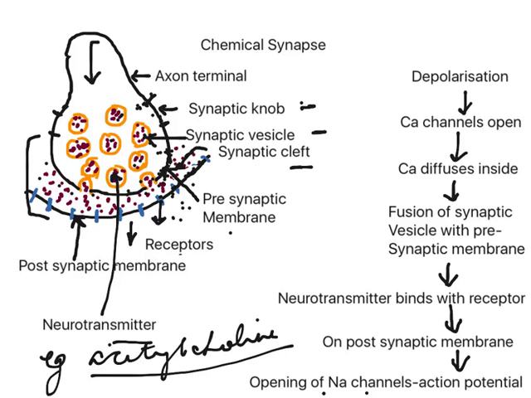Whatever I have talked to you about, friends, is summarized over here in this diagram. Depolarization across a neuron opens the calcium channels towards the axonic terminals or the synaptic knob, due to which lots of calcium from the extracellular fluid diffuses inside. This leads to the fusion of the synaptic vesicle with the presynaptic membrane, and then the neurotransmitter which is contained inside the synaptic vesicle binds with the receptors on the next neuron or the postsynaptic membrane. That opens a lot of sodium channels, and then the action potential actually goes across this.